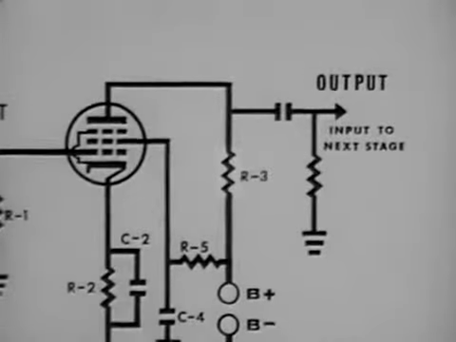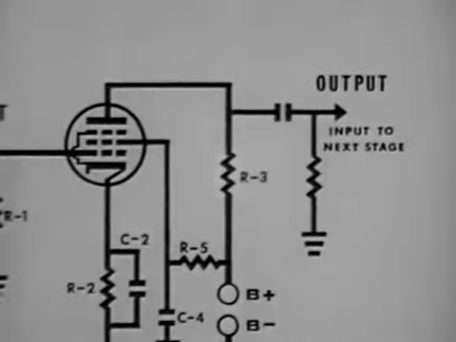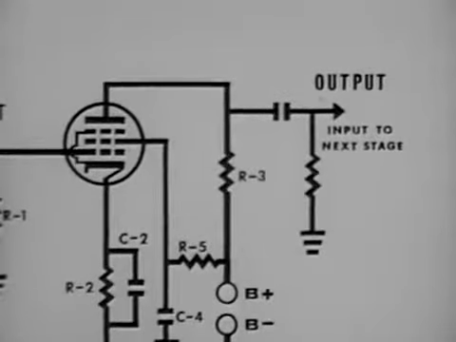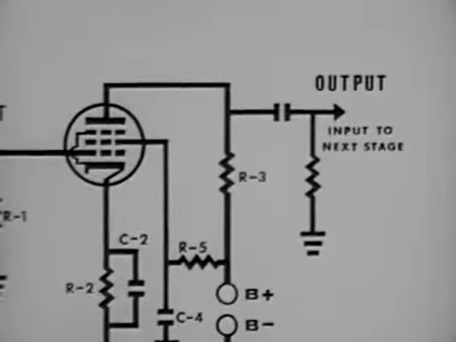R3 is the plate load resistor for the tube. Its value depends on the function of this amplifier and the type of tube used. The larger the value of the load, the lower the voltage on the plate.